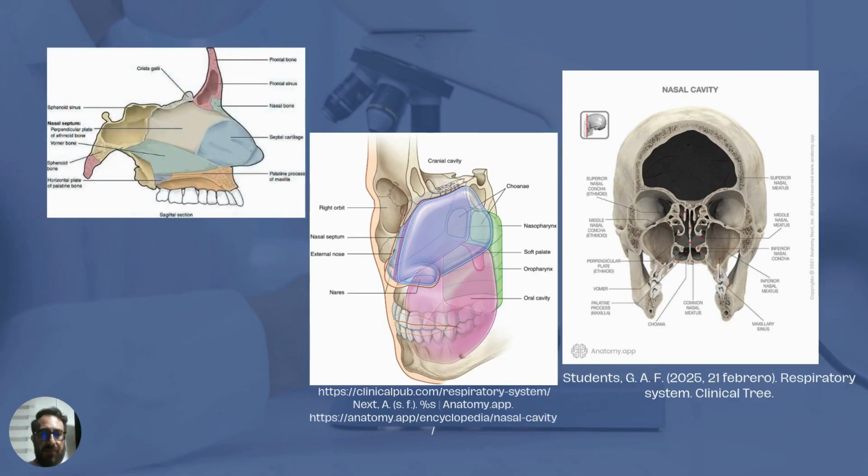The nasal septum is formed by cartilage in its anterior portion and bone in its posterior portion, mainly the vomer and perpendicular lamina or plate of the ethmoid bone.